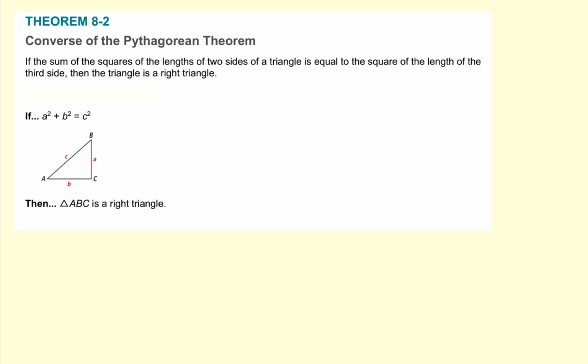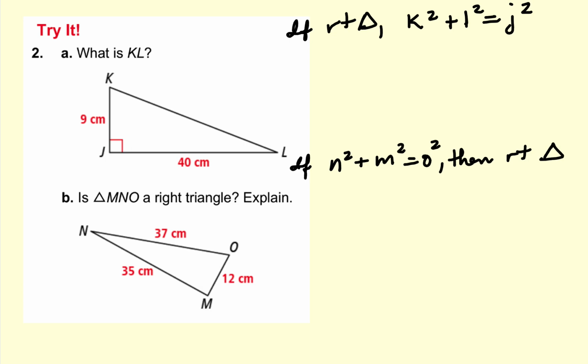Let's talk about the converse of the Pythagorean theorem. If you see three numbers that satisfy a squared plus b squared equals c squared, then we can say it's a right triangle. Let's take a look at this problem. This problem for sure is a right triangle. So the hypothesis is that it's a right triangle, so we know for sure that the Pythagorean theorem will work. Now notice that we're looking for KL, and KL is little j right here. This is angle J, and this is little j opposite it.